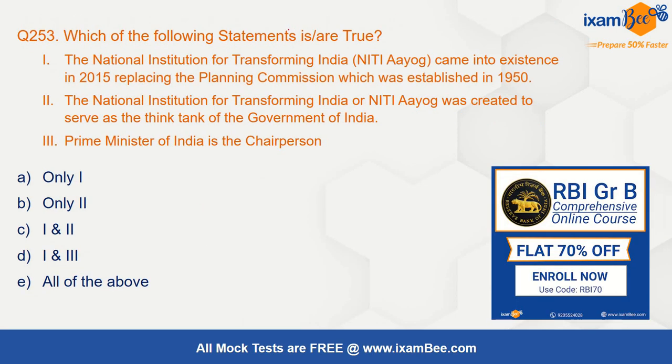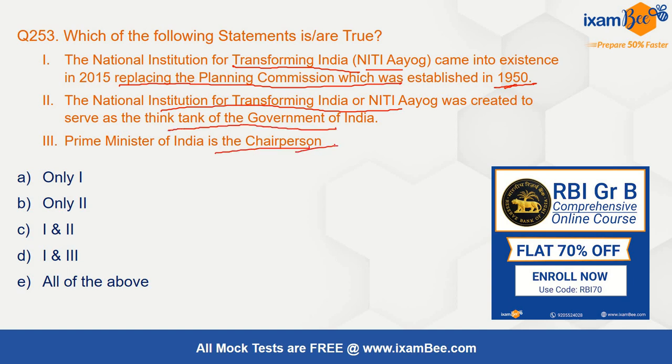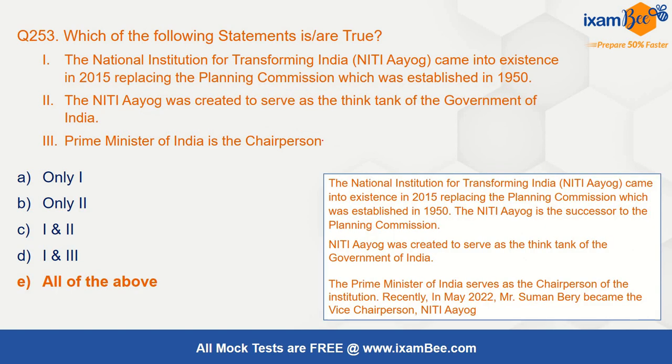Which of the following statements are or is true? The National Institution for Transforming India, Niti Aayog, came into existence in 2015, replacing the Planning Commission which was established in 1950. The National Institution of Transforming India, that is Niti Aayog, was created to serve as the think tank of the Government of India. Prime Minister is the chairperson of the Niti Aayog. You have to choose the answer and all these are correct.